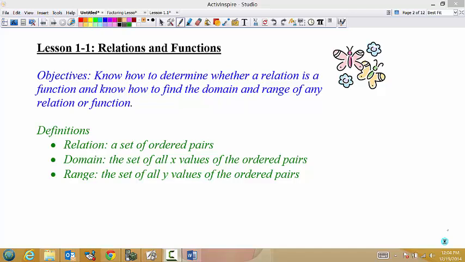Okay, this is lesson 1.1 and it's on relations and functions. What we're going to do in this lesson is determine whether a relation is a function and know how to find the domain and range of any relation or function. Also evaluate functions. A relation is any set of ordered pairs. The domain is the set of all the x's. The range is the set of all the y's.